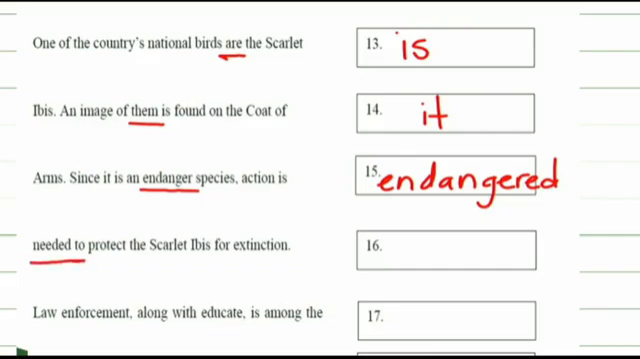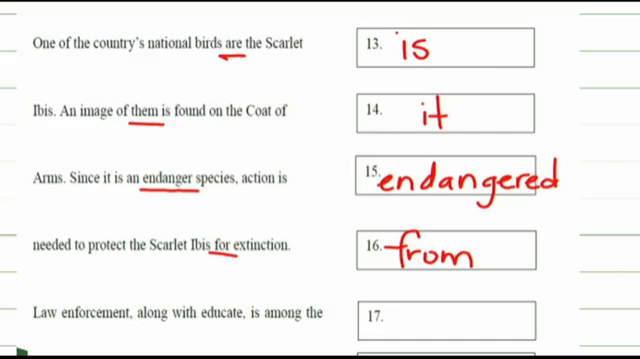Needed to protect the scarlet ibis for extinction. Look at that carefully. For extinction, is that correct? Do we want the scarlet ibis to go extinct? We really don't. For is your error there. It should be from. Protect them from extinction.